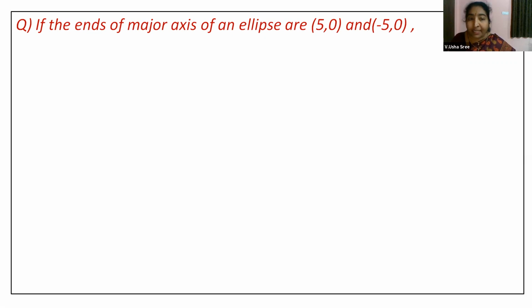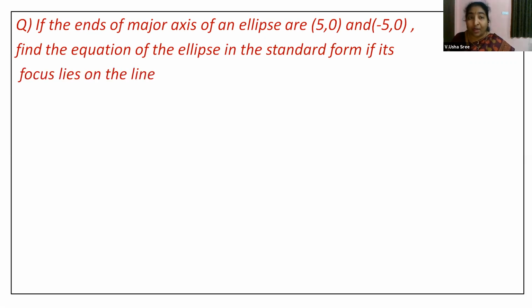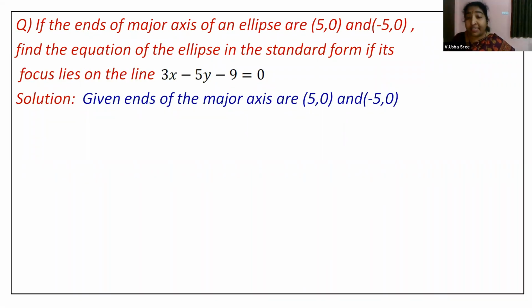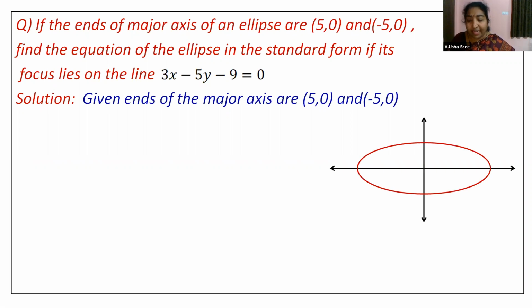In the problem, you are given the ends of the major axis. The ends of the major axis are given as 5 comma 0 and minus 5 comma 0, right? So what are the ends of the major axis? They are the vertices, which we have seen, right? A and A dash. So we can say the point A has coordinates a comma 0 and A dash has coordinates minus a comma 0. Look at this, this is the ellipse we have, A and A dash, right?